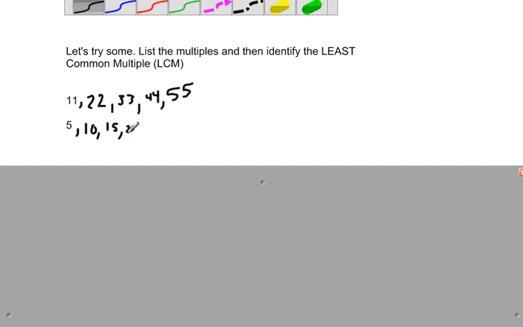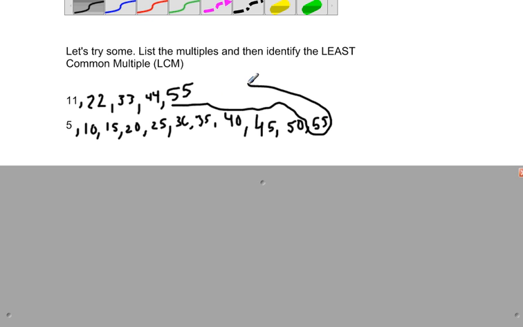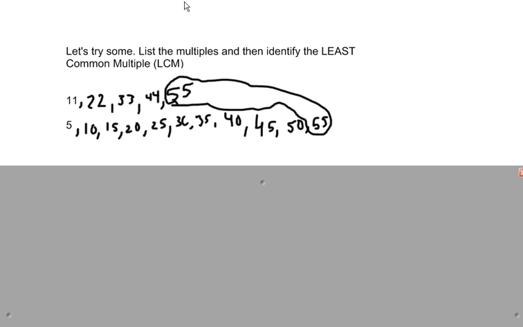15, 20, 25, 30, 35, 40, 45, 50, and indeed our first match is 55. Let's just go ahead and circle those. Okay. Cool, so there's your least common multiple.